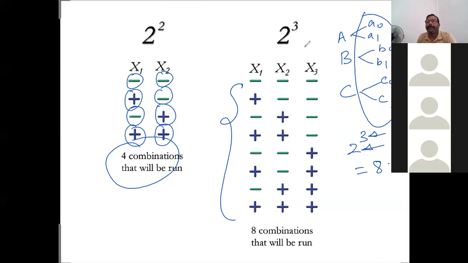If you have 3 factors, likewise 4 factors, 5 factors, 6 factors, we can move. We are not going to learn about more than 3 factors here, right? 3 factors, if each factor has the same 2 levels, then the total is 8 combinations. For example, this is A naught, B naught, C naught. This is A1, B naught, C naught. Likewise, you can write for each of these combinations. So 8 combinations are there.